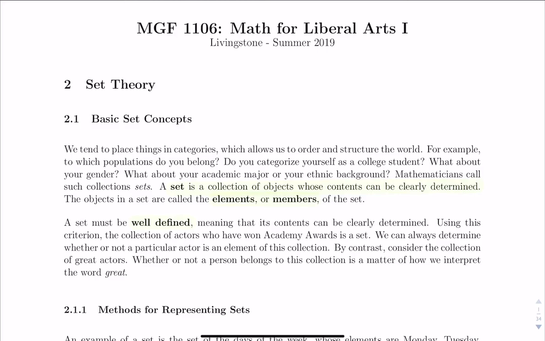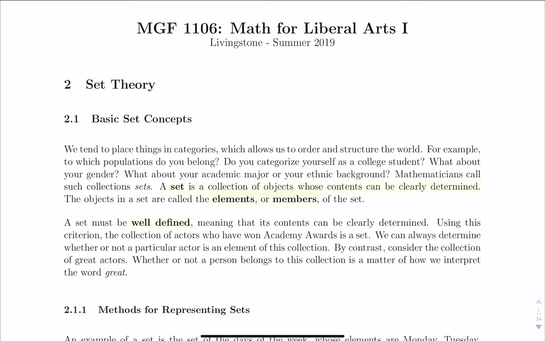Chapter 2 is on set theory. In 2.1, we're going to talk about basic set concepts. So we tend to place things in categories, which allows us to order and structure the world. For example, to which populations do you belong? Do you categorize yourself as a college student? What about your gender? What about your academic major or your ethnic background?